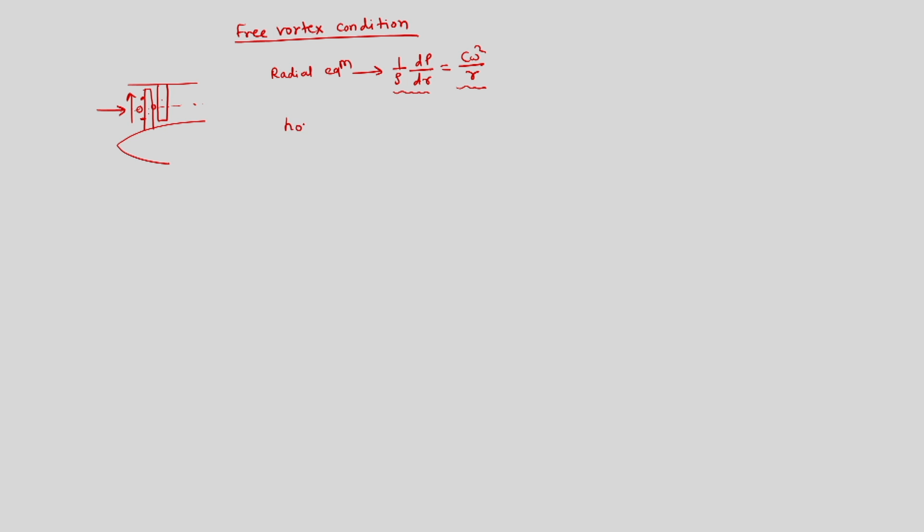Now, let us consider h naught is the total enthalpy at a station, which is equal to h plus c square by 2, but we know that c can be decomposed into two components, which is c a square plus c w square. Further, we can differentiate this h naught and then we get dh naught by dr is equal to dh by dr plus ca into dca by dr plus cw into dcw by dr. This is equation number 1.